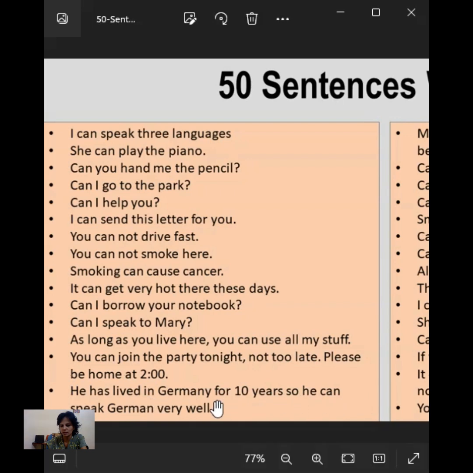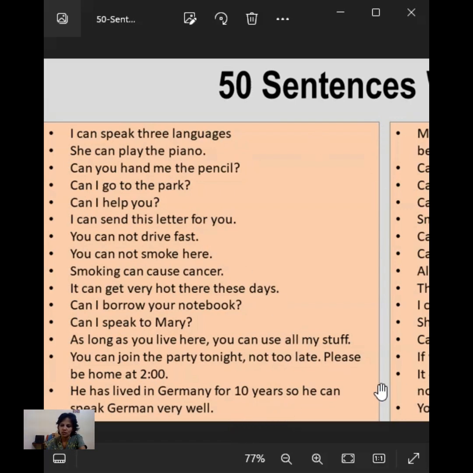Being there for 10 years in Germany, he can speak the German language. That is his ability, his skill in German. He has the power to speak, he has the skill to speak. He is able to speak this language. He was there for 10 years, so he knows it very well. That is what it means.